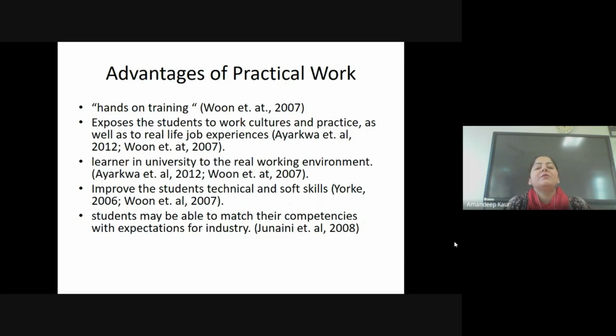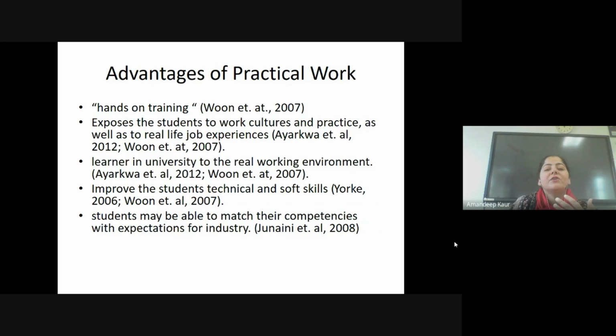So as per the literature, there are many advantages of the practical work that is given. It provides hands-on training to the student. When the students are interacting with the material, when students are interacting with the machinery and equipment available in laboratory practices, they have a practical kind of exposure. The development of psychomotor skill happens at the institute level, and it exposes the student to the work culture of practice as well as to real job experiences.